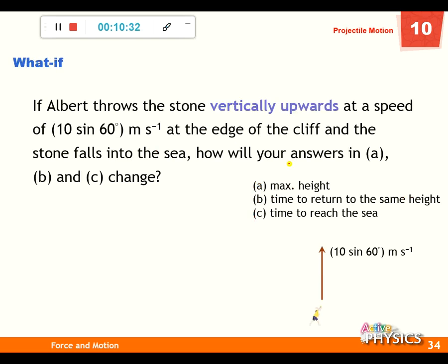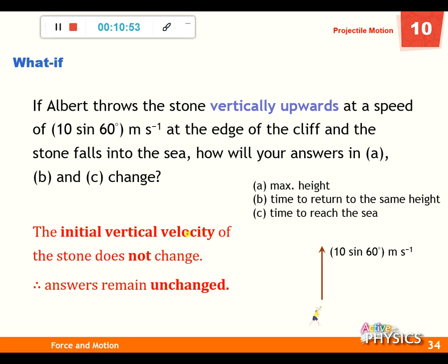Okay, what if question? If Albert throws the stone vertically upward at a speed, this one, at the edge of the cliff, and the stone falls into the sea, how will your answers in part A and part B change? Maximum height, time to return to the same level, and so on. Okay. Now look at this. The initial vertical velocity of the stone does not change. Okay, no change.